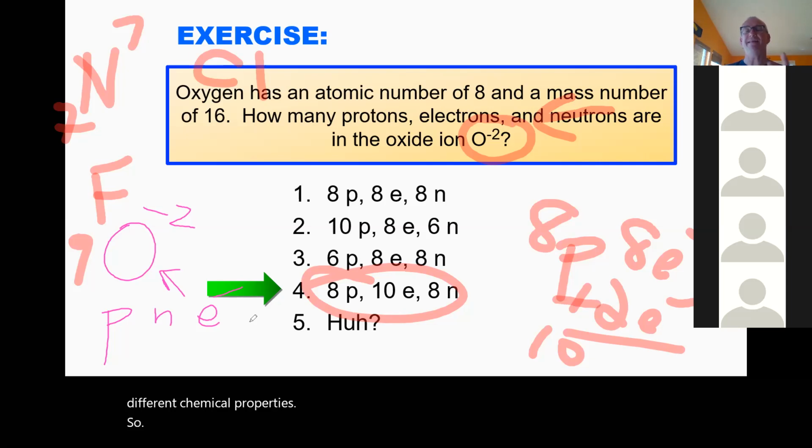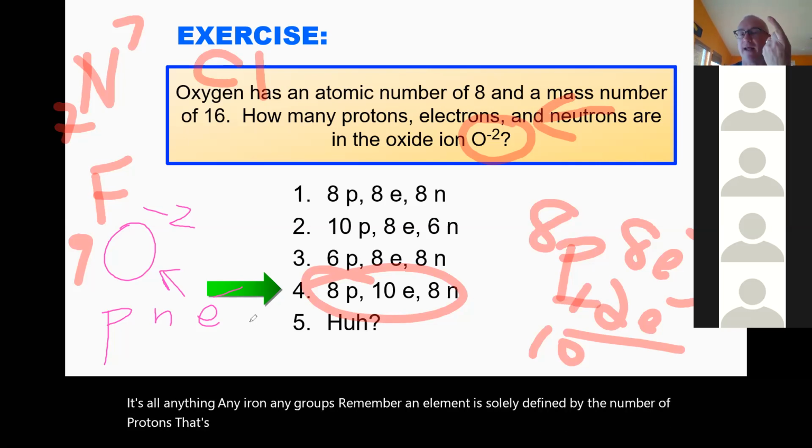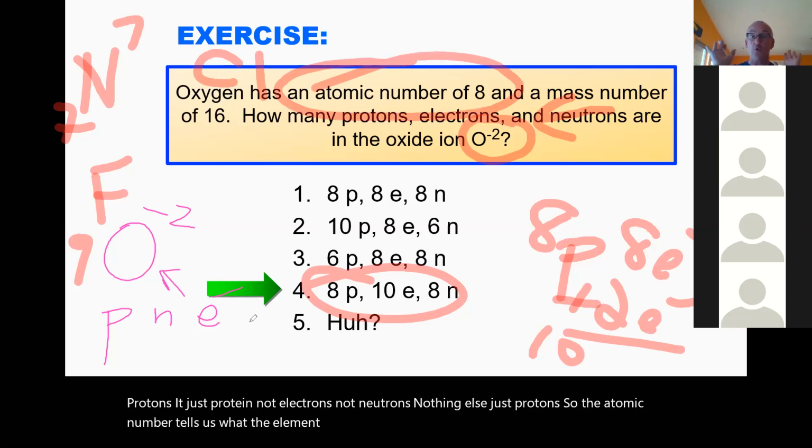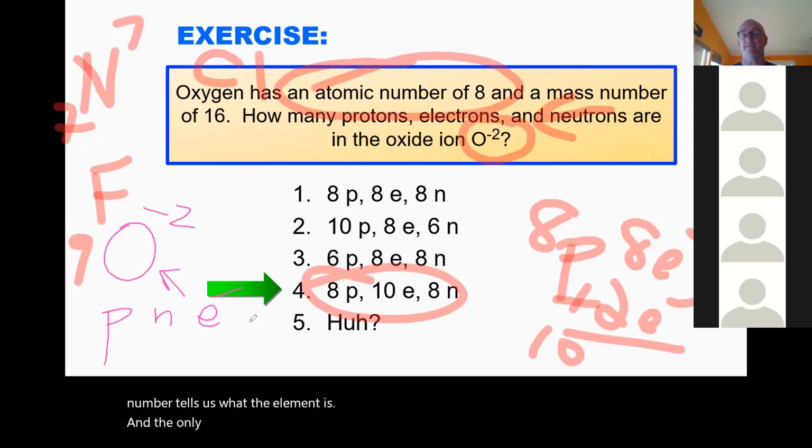For any ion, remember, an element is solely defined by the number of protons. That's it. Not electrons, not neutrons, nothing else. Just protons. So the atomic number tells us what the element is. And the only thing that defines an element is the number of protons it has. That's it.